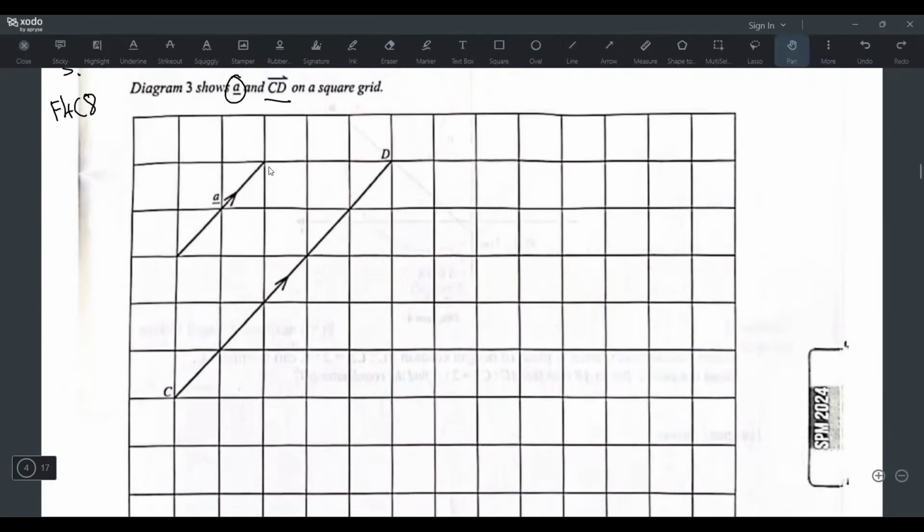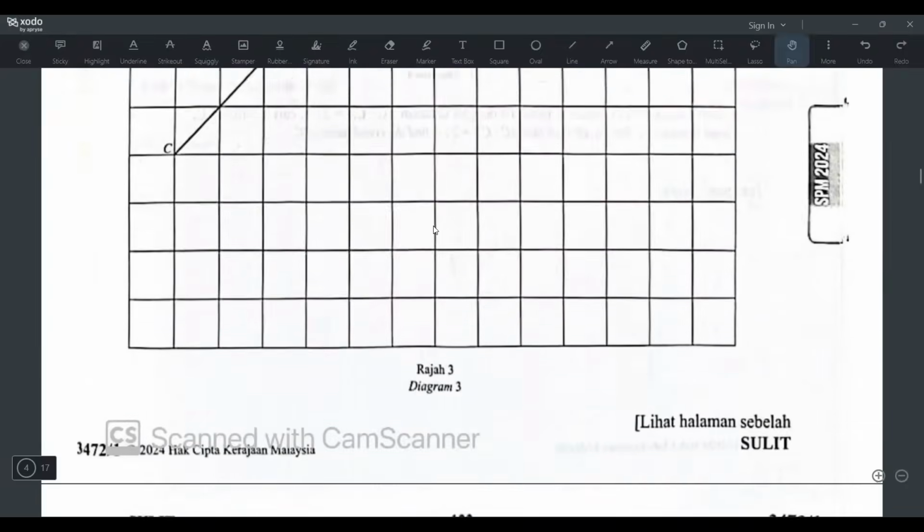Okay, I can see it. It's here. And then vector CD, I can see it also. It's here. And they both look like they are parallel. Okay, but let's not assume anything first. But from what I can see, it looks like they're parallel and they're facing the same direction. Okay, so far, understand.